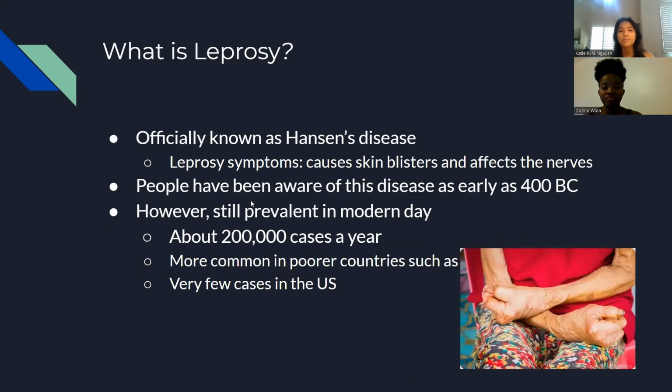So, what is leprosy? It's officially known as Hansen's disease. The symptoms on the skin can cause blisters and other sorts of lesions. It also affects the nervous system. And as I said previously, people have been aware of this disease since 400 BC, so very early on. However, it is still prevalent in modern day, where there are about 200,000 cases around the world per year. It is more common in poorer countries that don't have as good healthcare as countries such as the US. In countries such as the US, it is not very common at all. It's very rare.